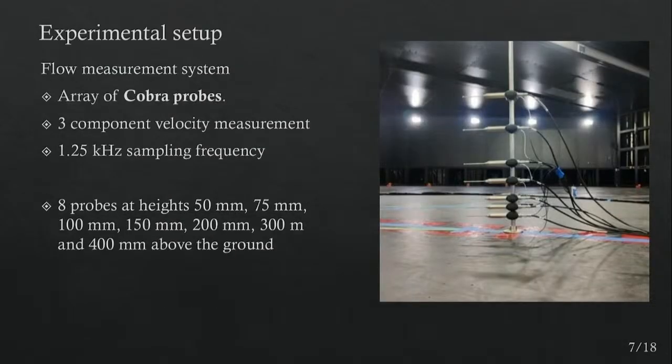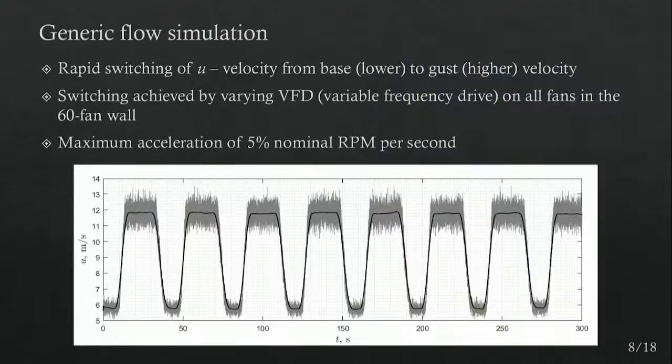As far as the flow measurement goes, we have Cobra probes. Felix already mentioned 8 of them. They have at various heights, and they have a 1.25 kilohertz sampling frequency, and this is what we used for our flow measurement. So I'll show you a bit of the results that we get from the 3 different methods that we use.